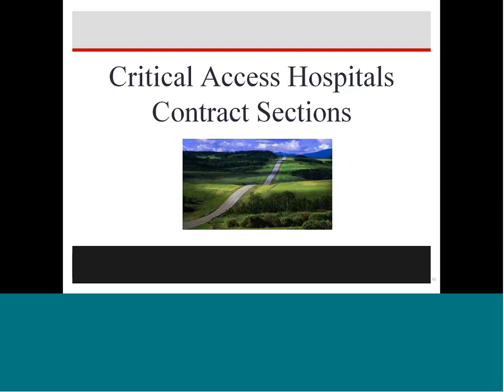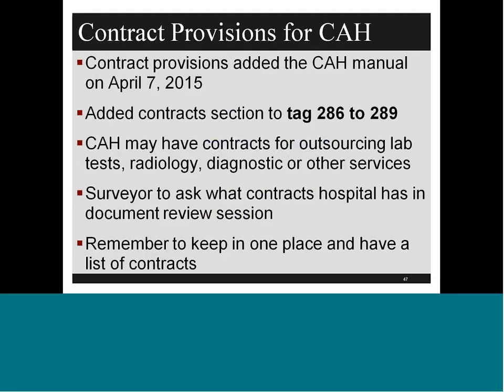Now, we have about 1,280 critical access hospitals in this country. If you don't know what a critical access hospital is, they are 25 beds or less. They have to be 35 miles away from the next closest hospital unless there's mountainous terrain or secondary roads. On April the 7th of 2015, they issued these 92 pages of standards, out of the 281 pages that were amended, and they added a contract management section from tag 286 to 289.